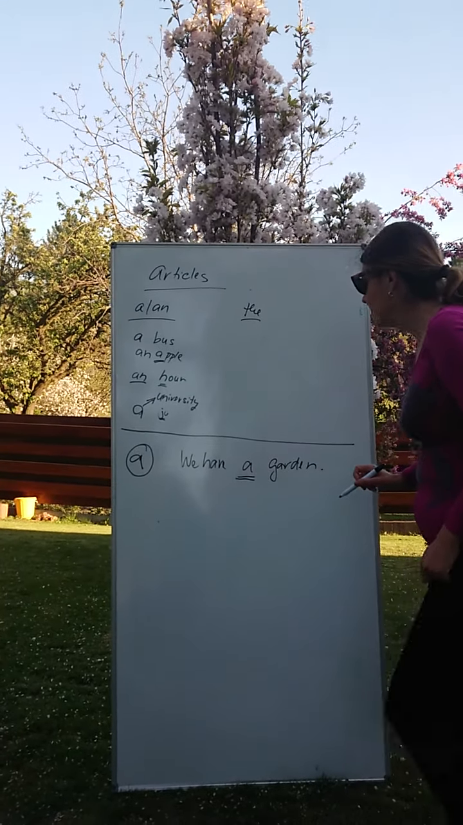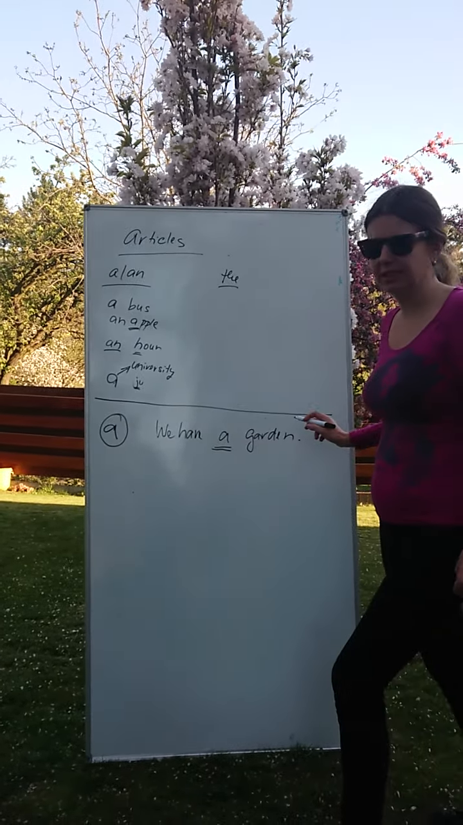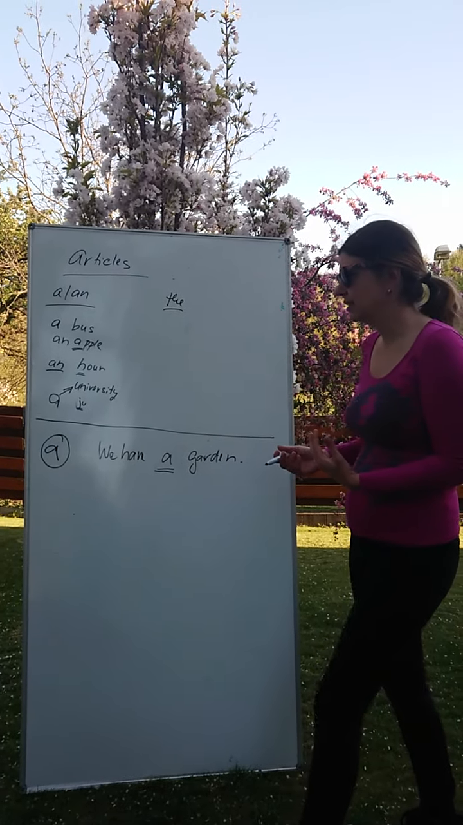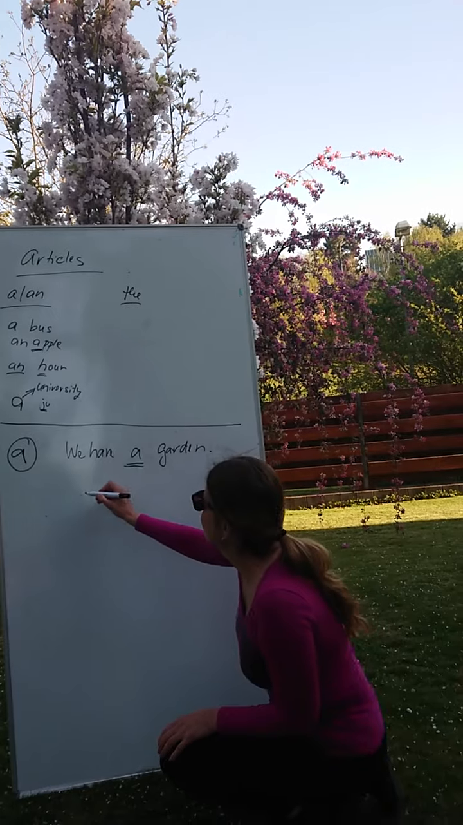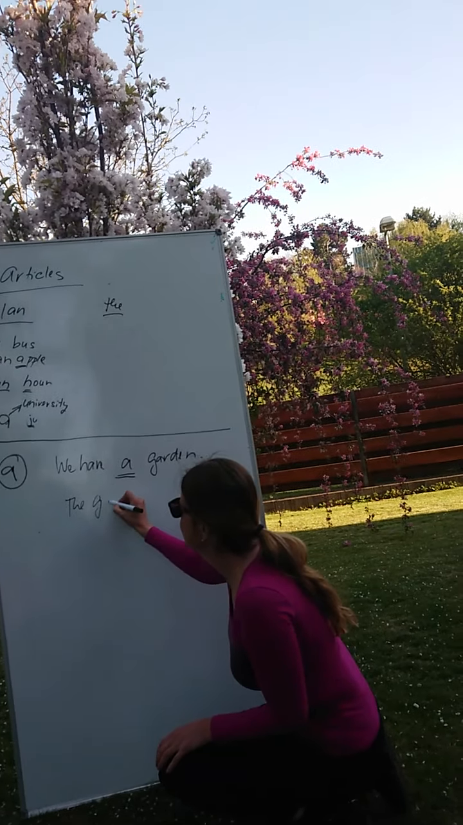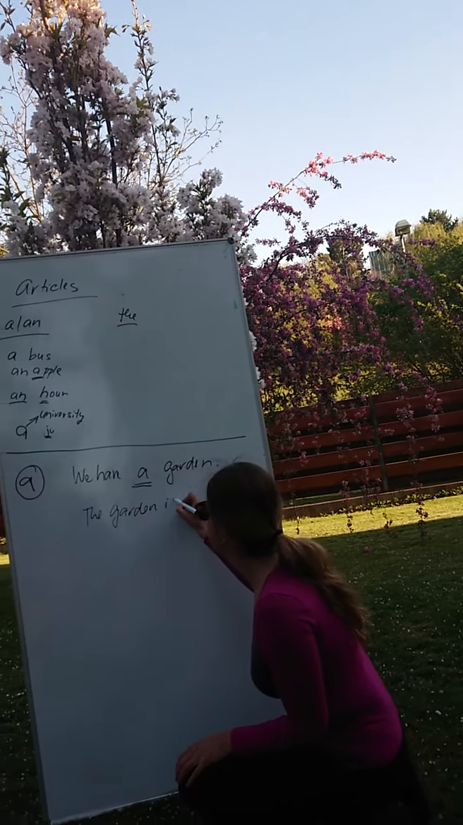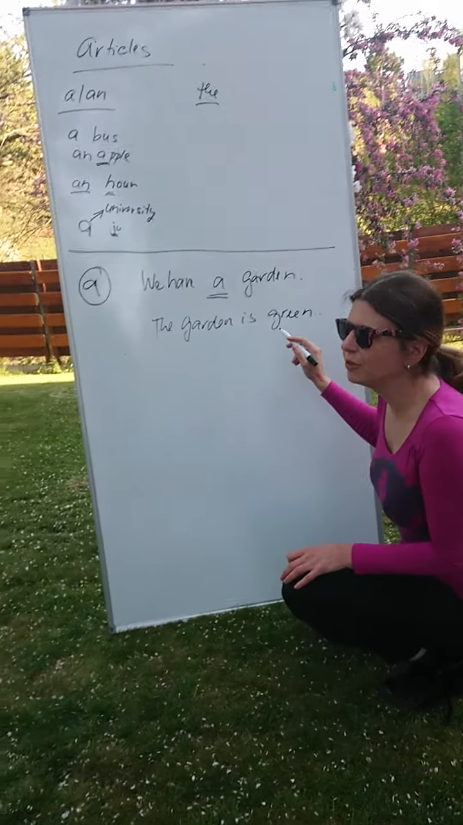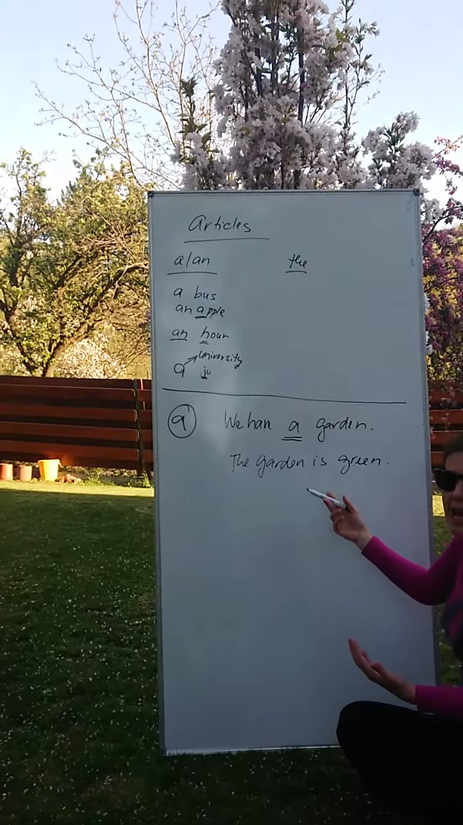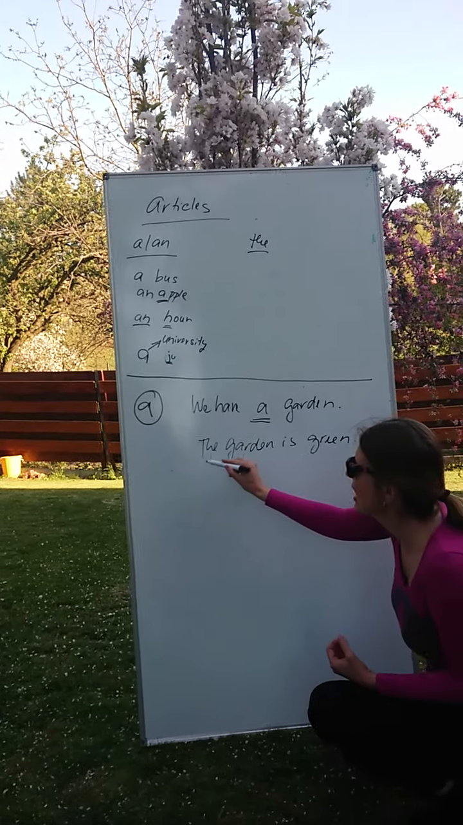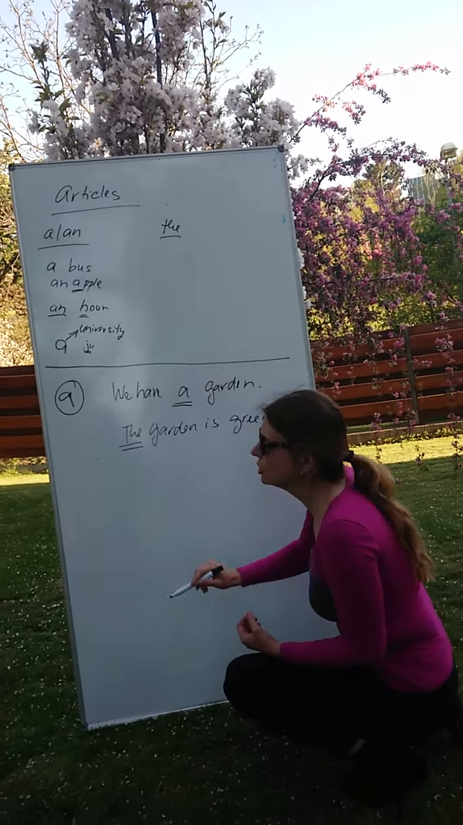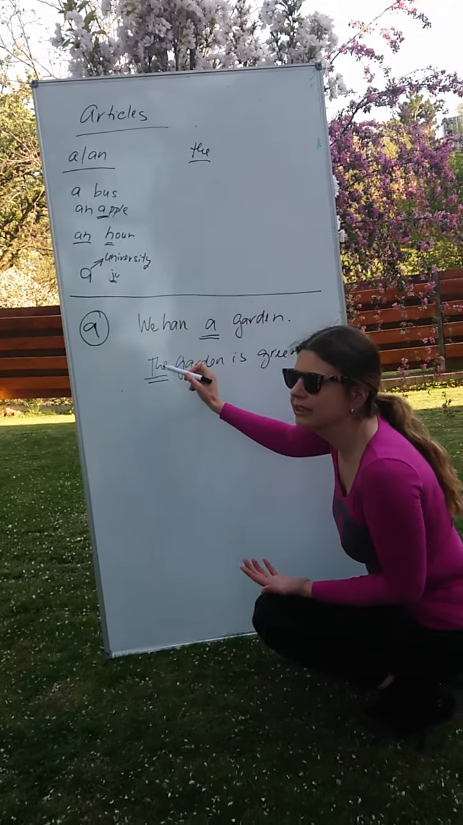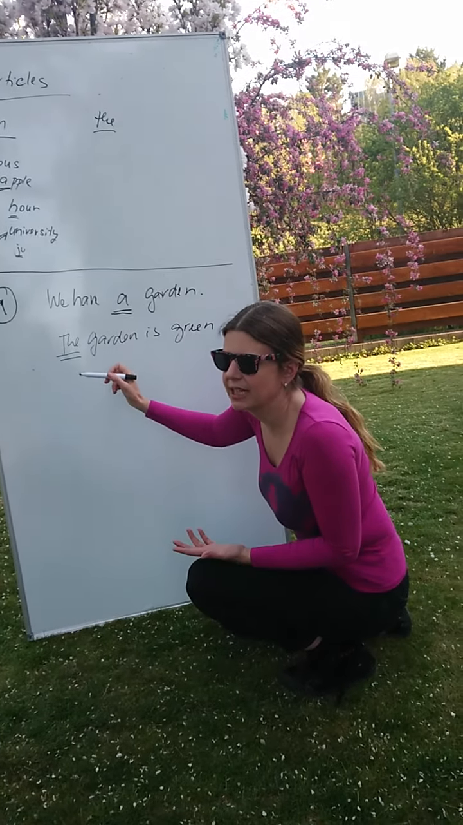If we have the same sentence and we follow up with another sentence, it will be like this: the garden is green. Because we follow up with information and we want to explain and add some facts about the garden, we must change this article a into the. And this the has the same meaning as this, that, and so on.